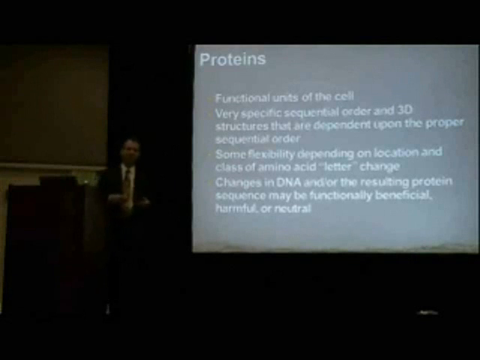Like, for example, if I changed one letter in a paragraph of a book, would the paragraph still be readable? Most likely. You probably could have changed like 3 or 4 letters, probably still be readable, right? But after a certain point, you change enough letters, it no longer makes any sense, right? Same thing happens with proteins.